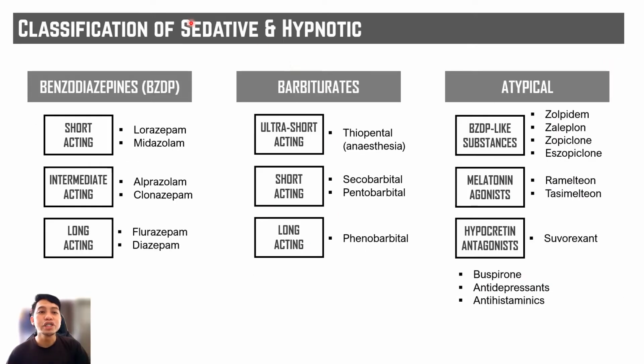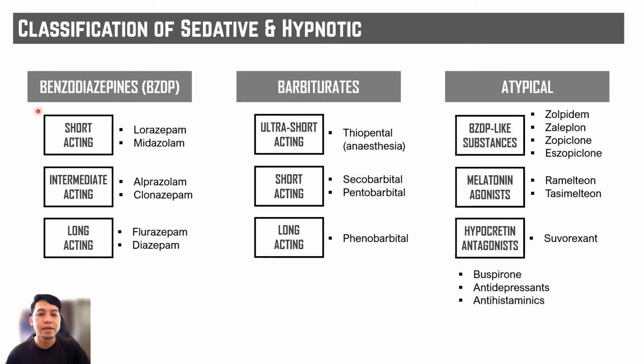The classification of sedative and hypnotic drugs is based on the chemical structures that produce dose-dependent CNS depressant effects. The major subgroups are the benzodiazepines as well as the barbiturates. The newer drugs, known as the atypical drugs, have distinctive characteristics, including the anxiolytic buspirone and widely used hypnotic drugs such as benzodiazepine-like substances, melatonin agonists, and hypocretin antagonists that can induce sleep in patients.